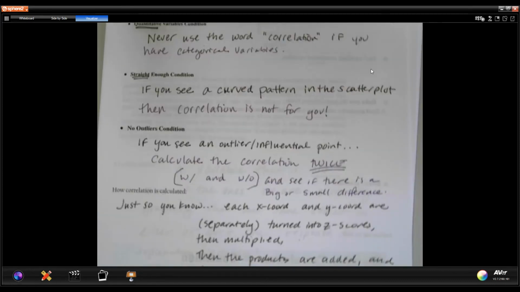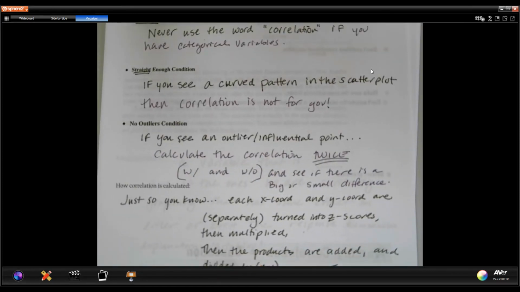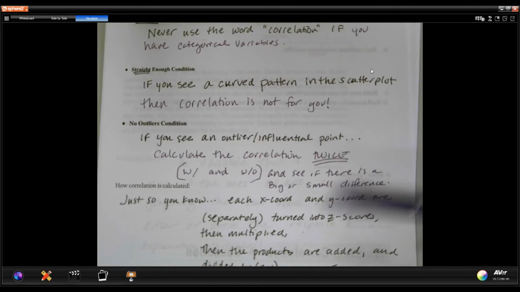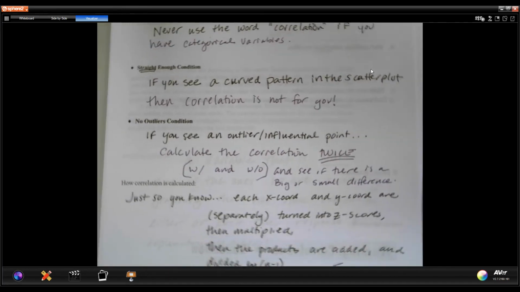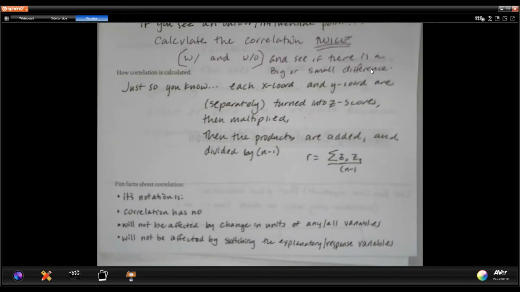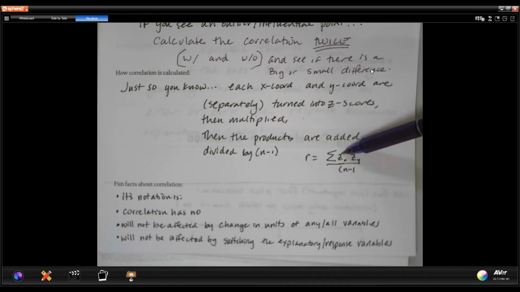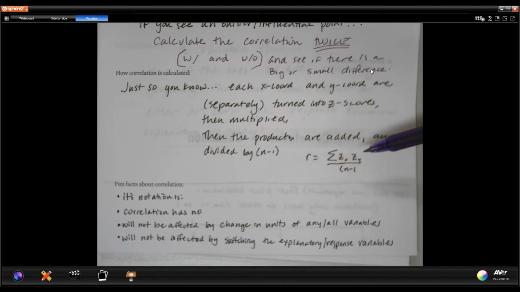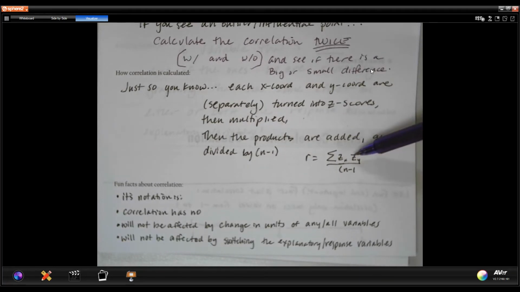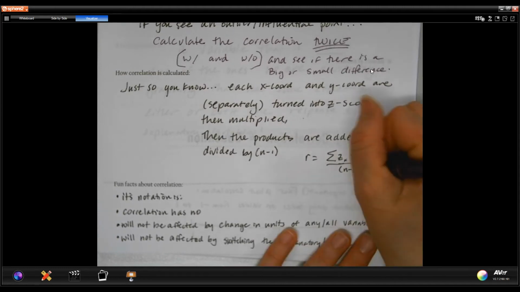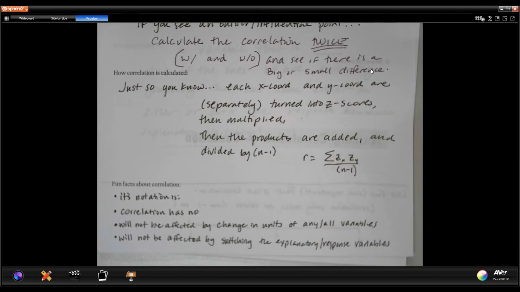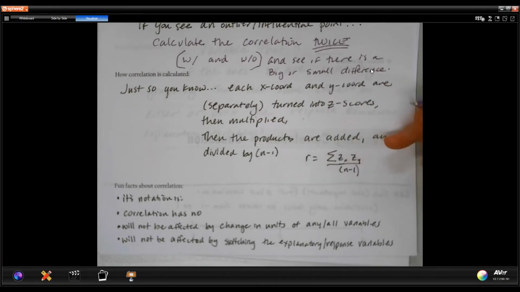So I wrote this all out, but basically, just so you know, each x-coordinate and y-coordinate are separately turned into z-scores, and then we multiply those z-scores. And then the products of all of those are added up, and then we divide by n minus 1. I forgot the other parentheses there. So you're never going to have to actually calculate by hand. The calculator will do it for you, but that's what's happening here.